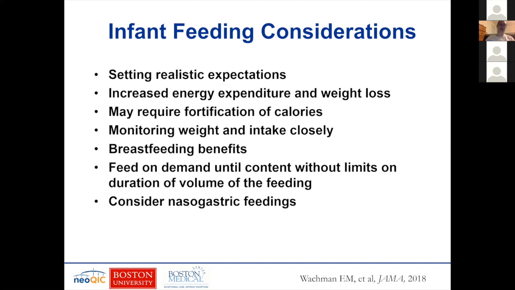And just to really set the expectations from the beginning, we have a lot of qualitative feedback that the parents did not feel fully prepared for that, and it was very disappointing for them to learn that sort of after delivery. So we educate them about breastfeeding benefits, which we'll talk about, and really feed them on demand without limits, which I'm sure Dr. Grossman mentioned is really important in helping to treat some of their signs of withdrawal, and also to consider nasogastric feedings. That's sometimes an intervention that we try if the babies are not meeting their goals.